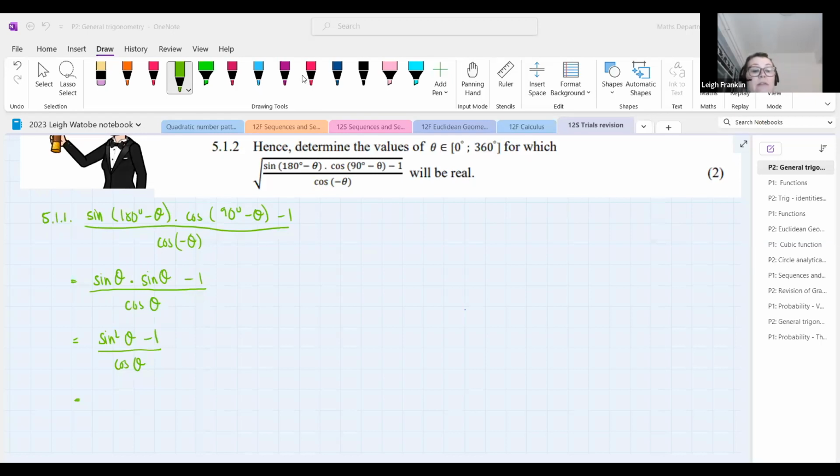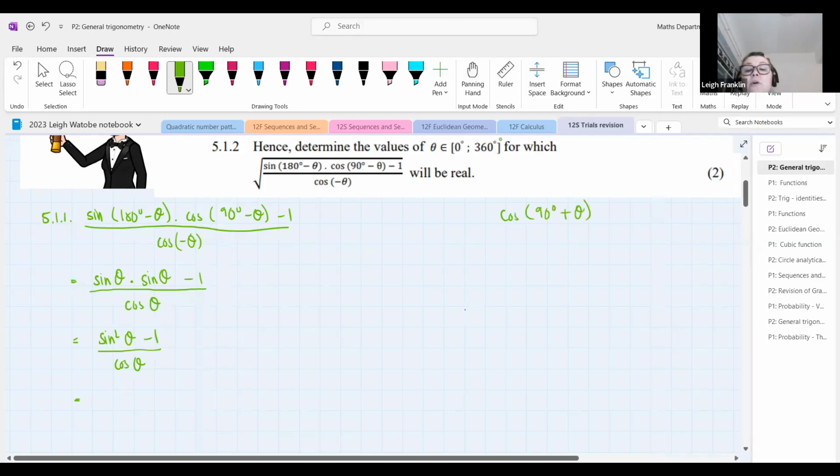Why is it not negative? Okay, because 90 minus theta is the first quadrant, and all trig ratios are positive in the first quadrant. The only time it becomes negative is if you've got cos(90 plus theta). That's negative, because cos theta is negative in the second quadrant. 90 plus is the second quadrant, 90 minus is the first. So this becomes minus sine theta.